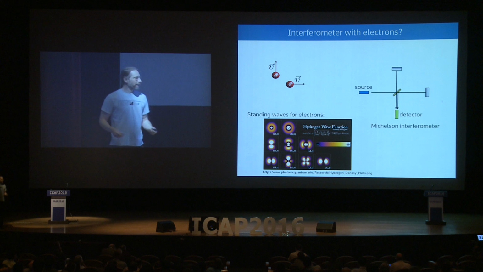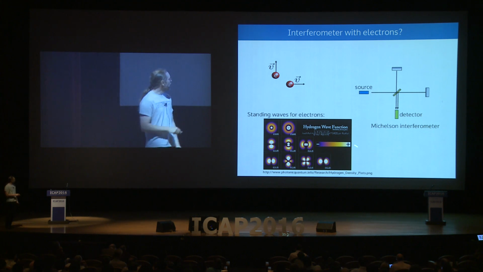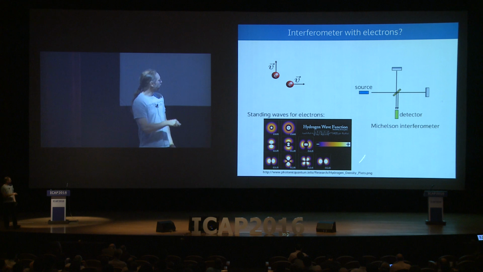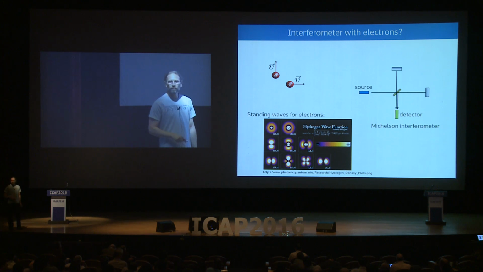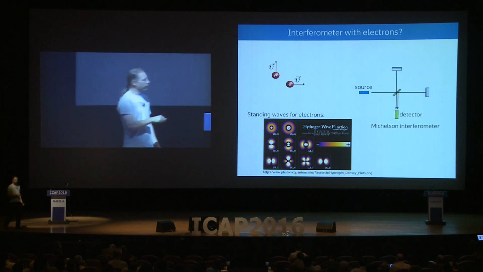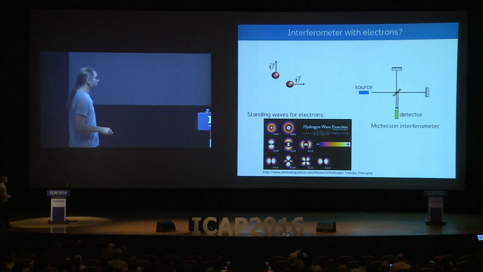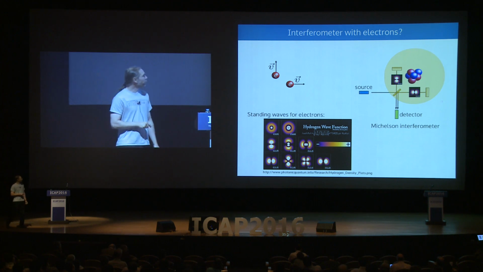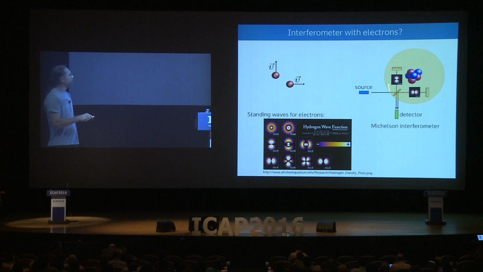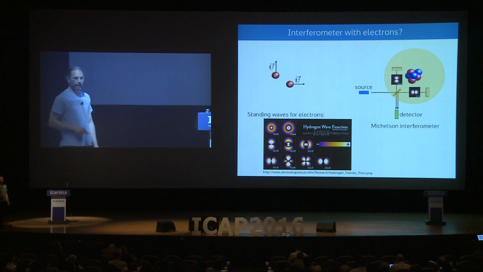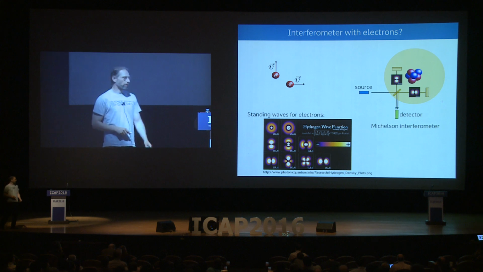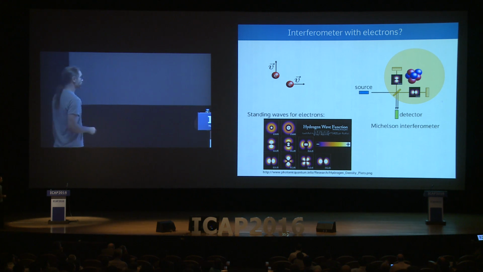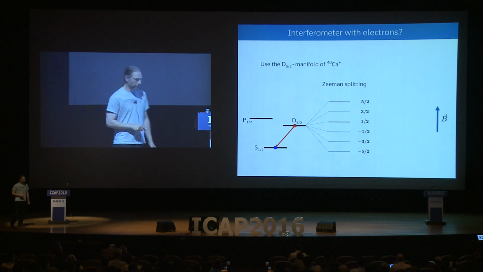So the idea is that now what we need to get at are standing waves for electrons, and down here is actually a nice source for standing waves of electrons: electron wave functions in atoms. The whole experiment consists in creating an arrangement where we have a superposition of two standing waves which are oriented in an orthogonal direction.